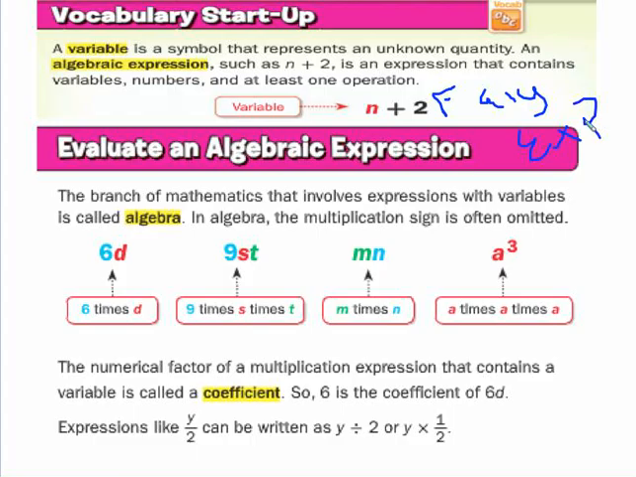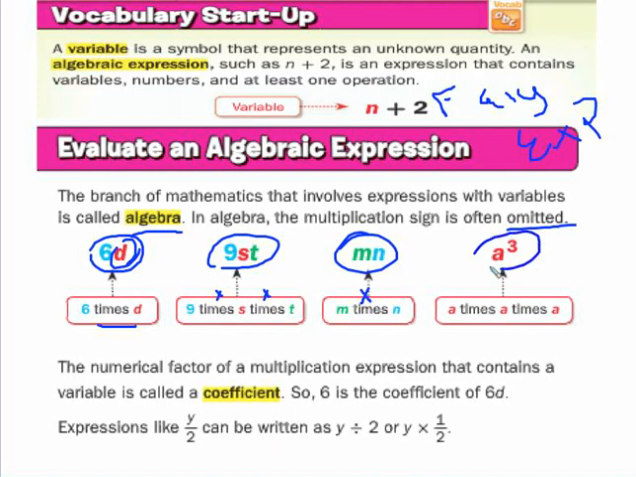Alright, so to evaluate an algebraic expression, we have to know a few things. The branch of mathematics that involves expressions with variables is called algebra. This is what we're looking at today. In algebra, the multiplication sign is often omitted, meaning left out. So if we take a look at this term here, 6d, that means 6 times d. So if I knew what d was, I would do 6 times whatever that was. Now if I see the term 9st, that means I'm doing 9 times whatever s is times whatever t is. And also if I see mn, I know I'm doing m times whatever n is.